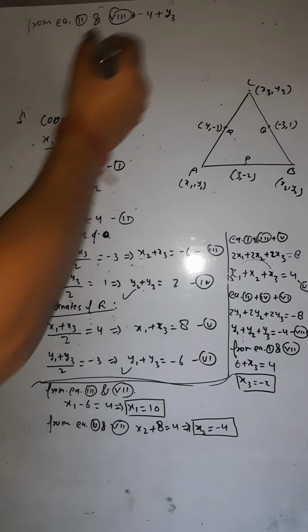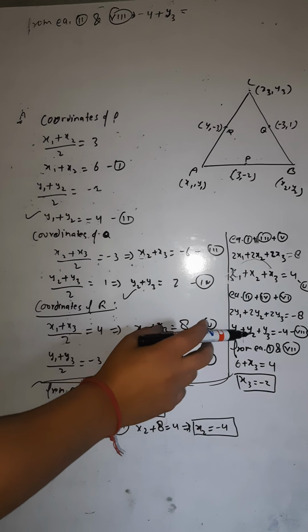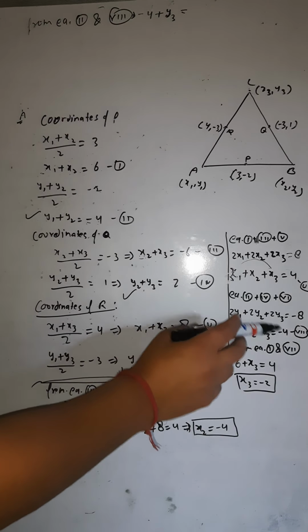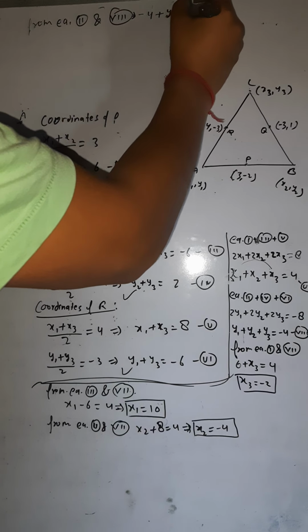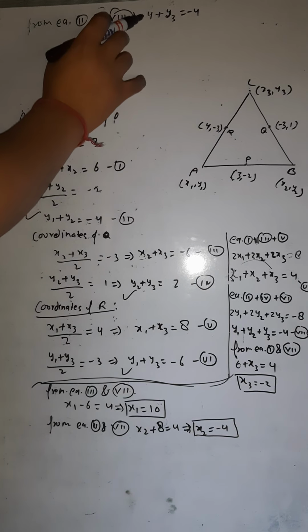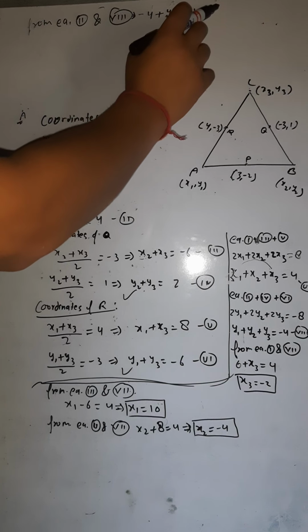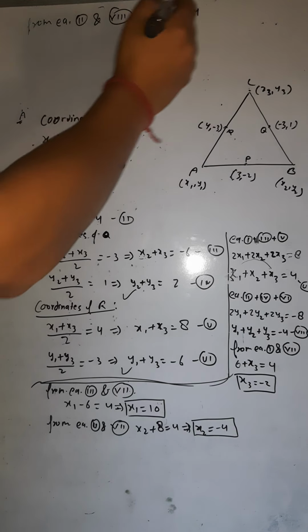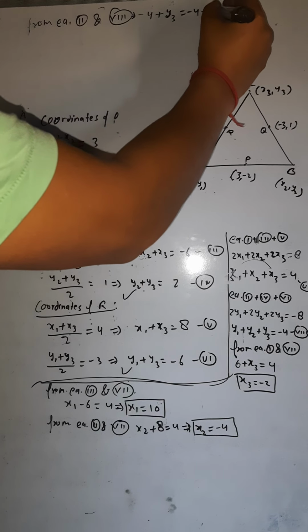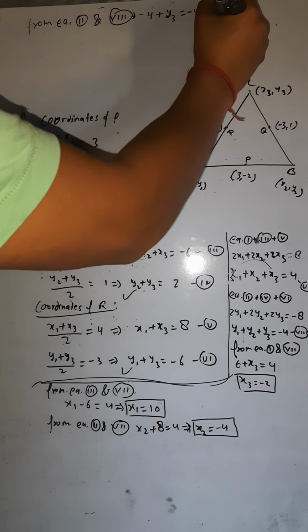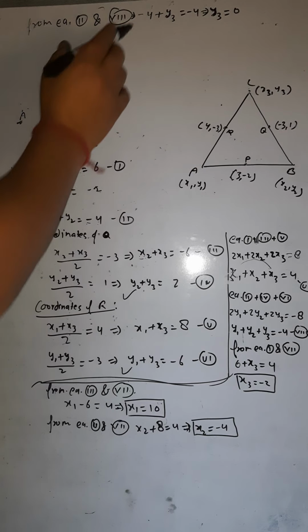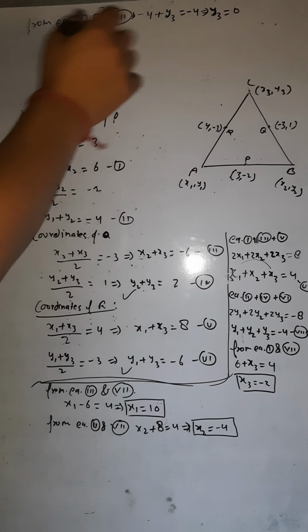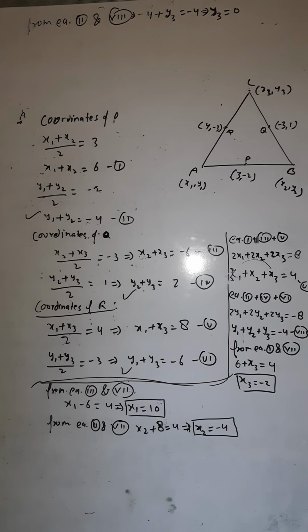Minus 4 plus y3. Look, y1 plus y2 is minus 4, so minus 4 plus y3 would be equal to minus 4. This minus 4 would go there and become plus 4, and plus 4 and minus 4 will cancel each other. So it implies the value of y3 is how much? Can you tell me? 0. So we have the value of y3 as 0.